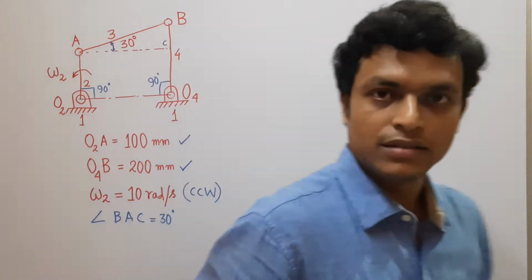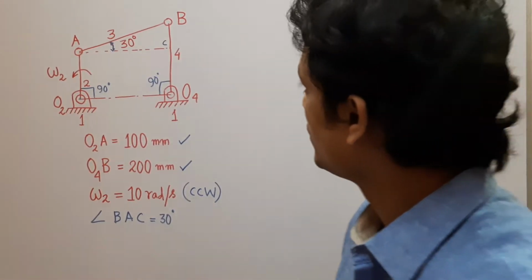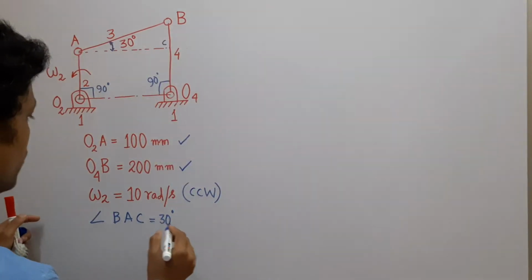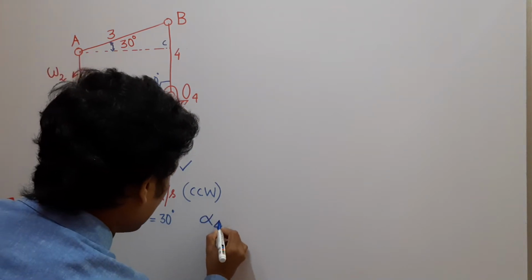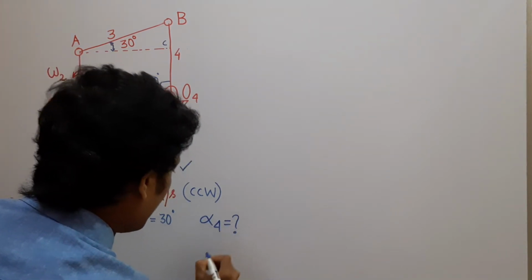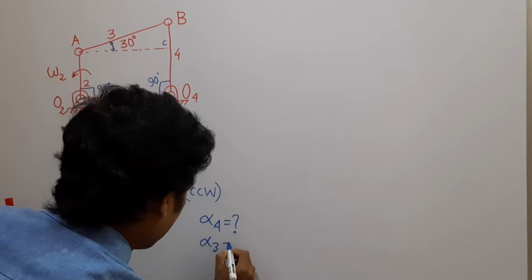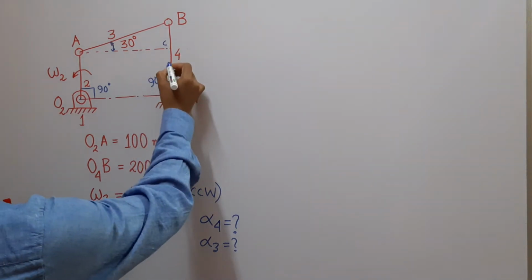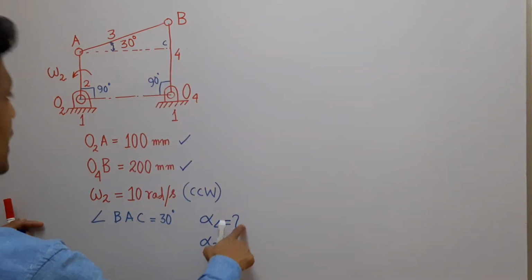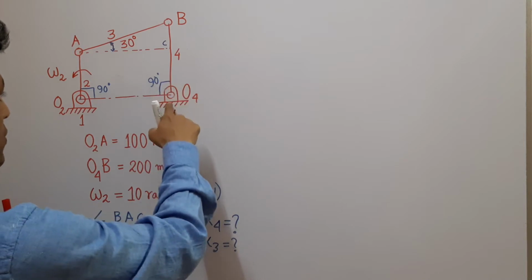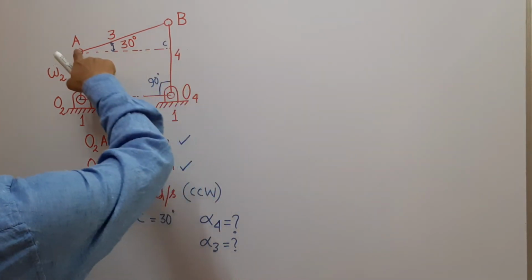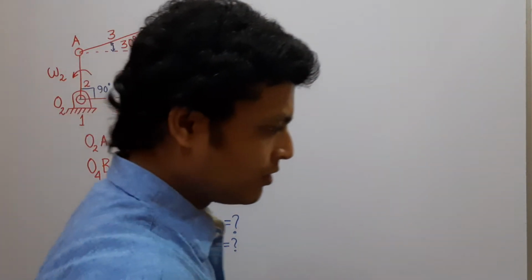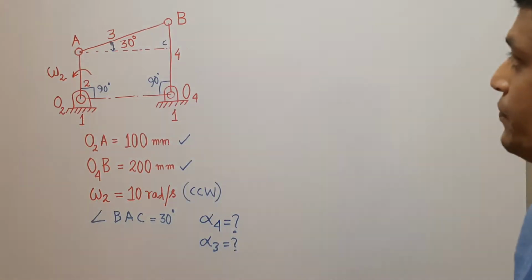Now what to find? We have to find out the angular acceleration of the follower. So we have to find what? Alpha 4. So what is alpha 4, and say what is alpha 3? That is the angular acceleration of link 3. So we have to find out the angular acceleration of link 4, that is O4B, and angular acceleration of the connecting rod, that is AB. So let us start. How to do?